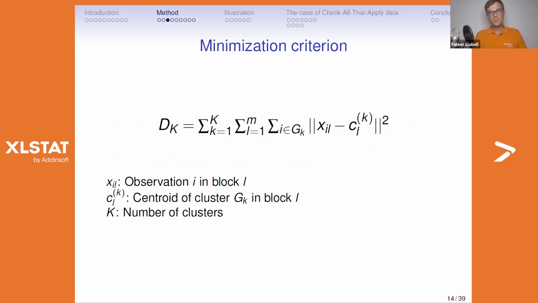The heart of our method is a minimization criterion that reflects the distance between an observation of a block and the cluster centroid, and we sum over all the observations, all the blocks, and all the clusters.